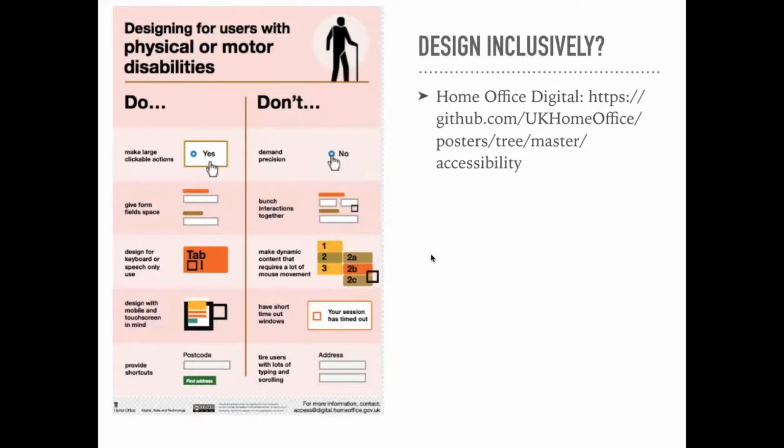Other details for those with physical or motor disabilities: don't demand precision, give space. Look for ways that you can use your keyboard or speech only. And try your best to put things in one place where possible so that people don't have to do multiple transactions to get to things.